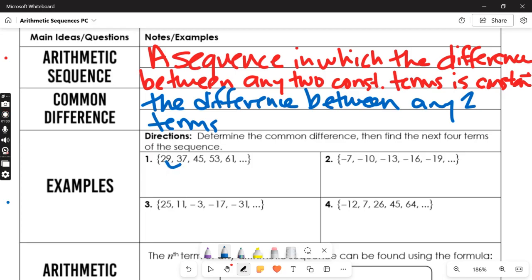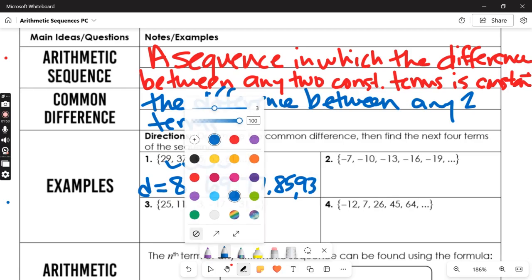So from 29 to 37, it looks like it went up 8, 35 to 45, 8, 8, 8. So our common difference here is 8. So then we're going to continue to add 8. So our next four terms, that would be 69, plus 8 again would be 77, 85, and then 93. So we're just continuing to add 8.